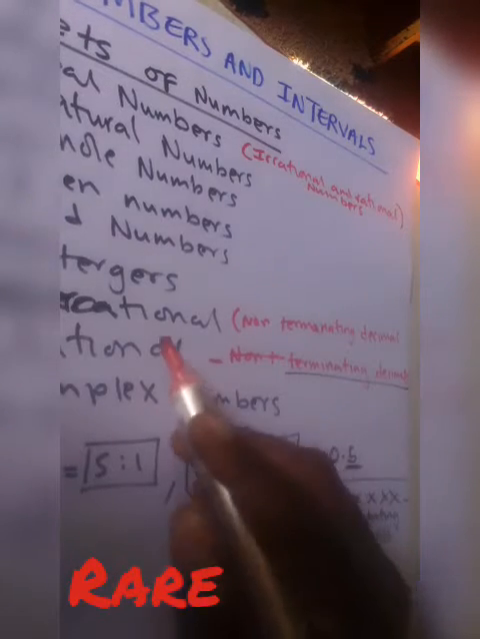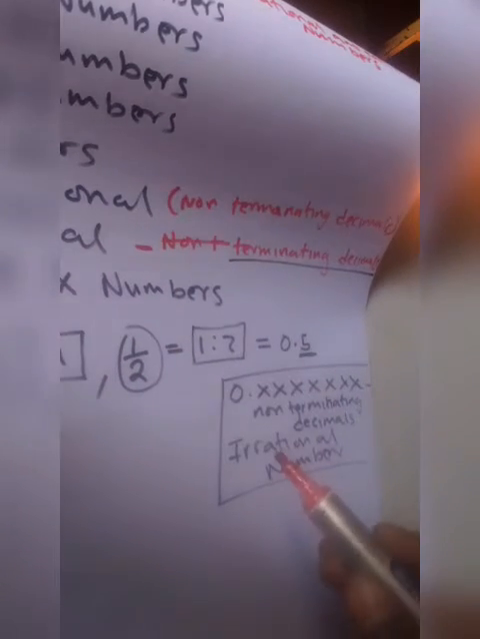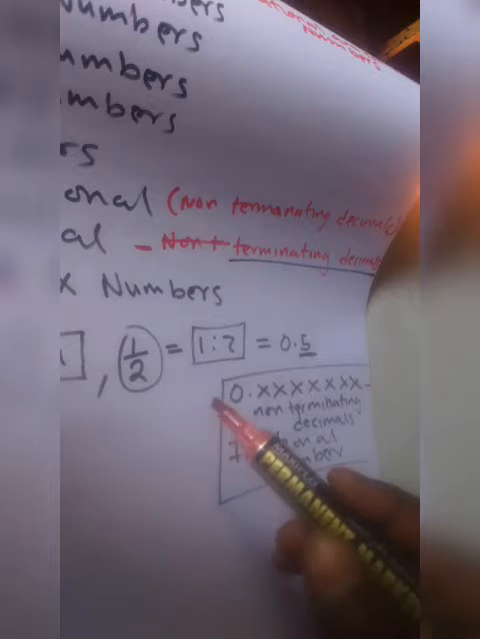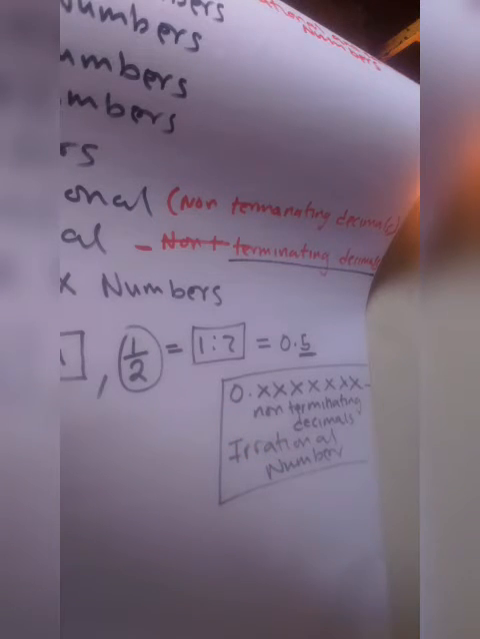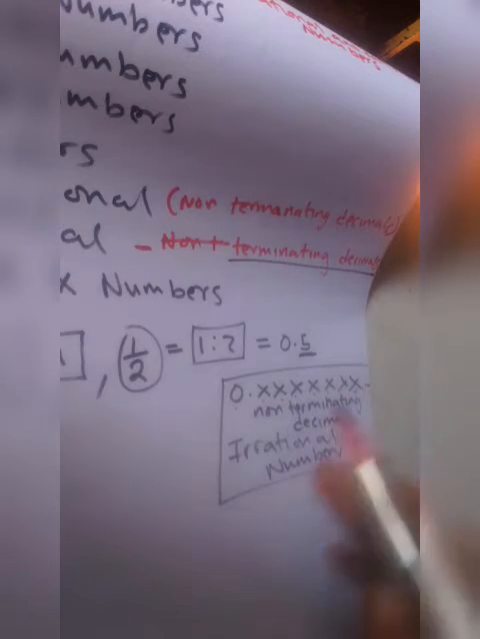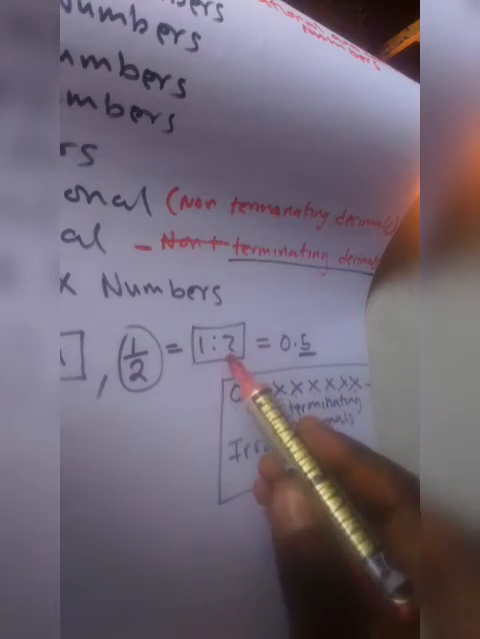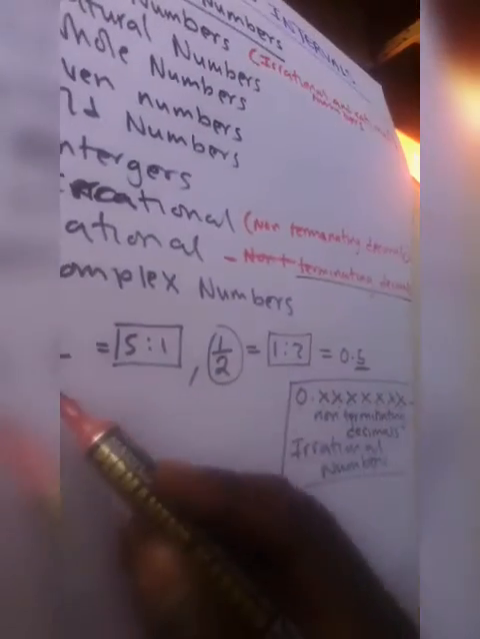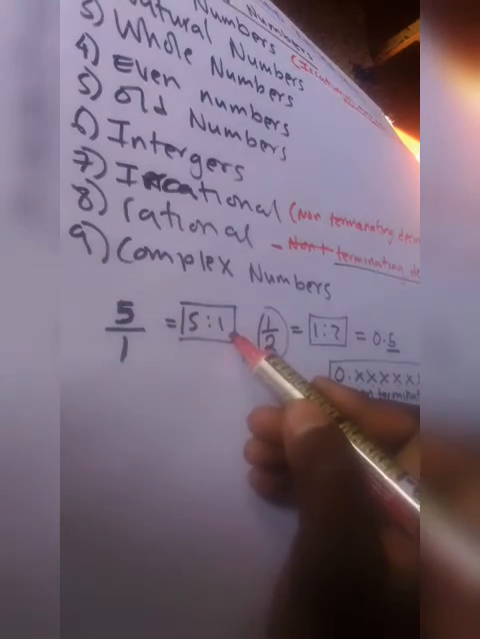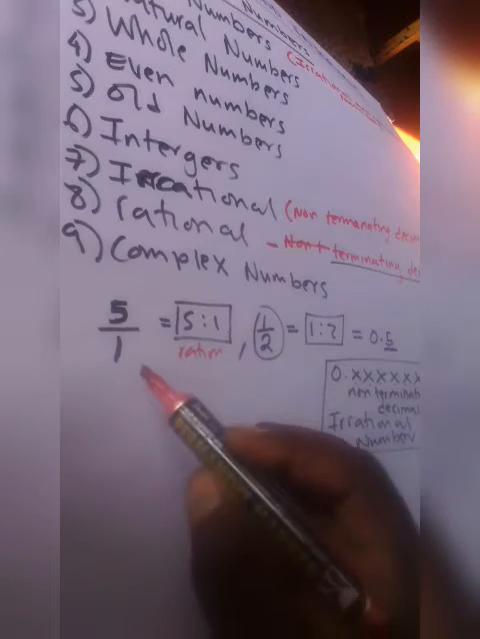So irrational numbers have non-terminating decimals. They fall in this category. A number which is irrational will always give you non-terminating decimals. The decimals will keep on going and they can't be expressed in a ratio form like this. When you are able to express a certain number in a ratio, let's say a whole number like 5, this can be expressed as 5 over 1 or 5 to 1. This is a ratio. So this number is rational.